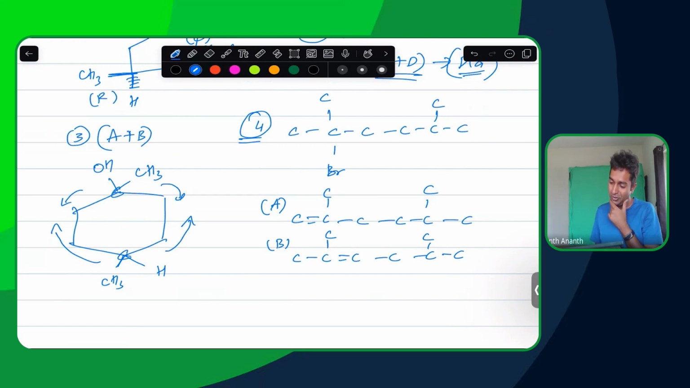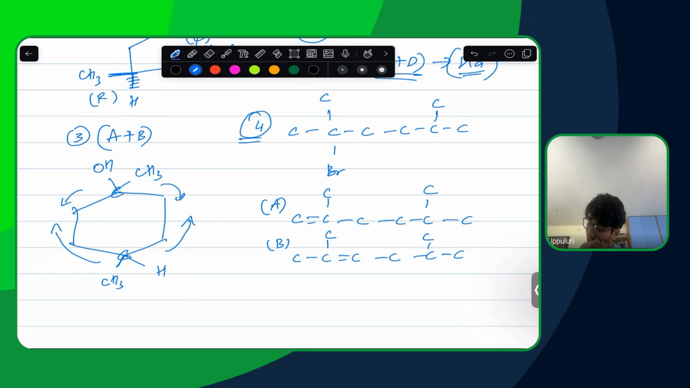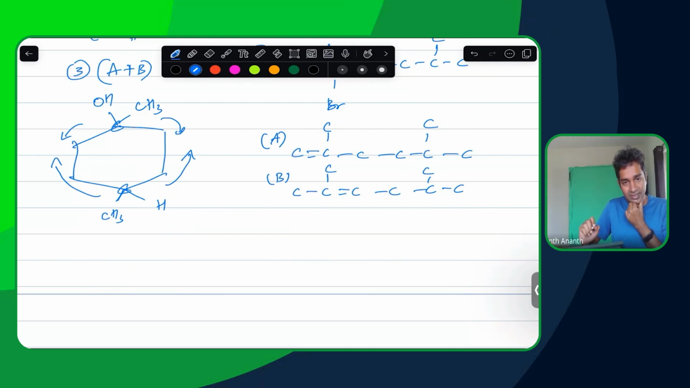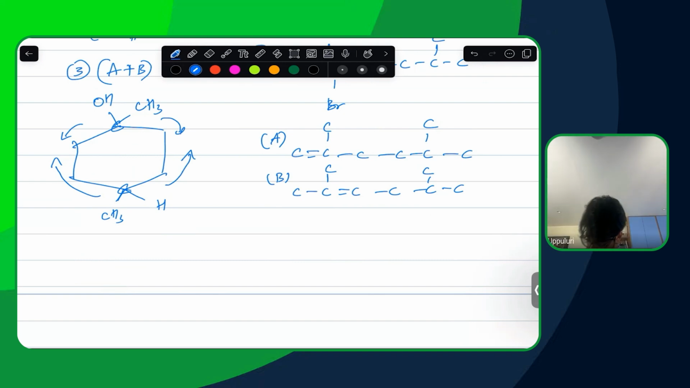This is not chiral at all then. This is not going to be chiral at all. Fourth is wrong, Doug. Fourth is wrong. Hmm. I think they have made a mistake in the question.